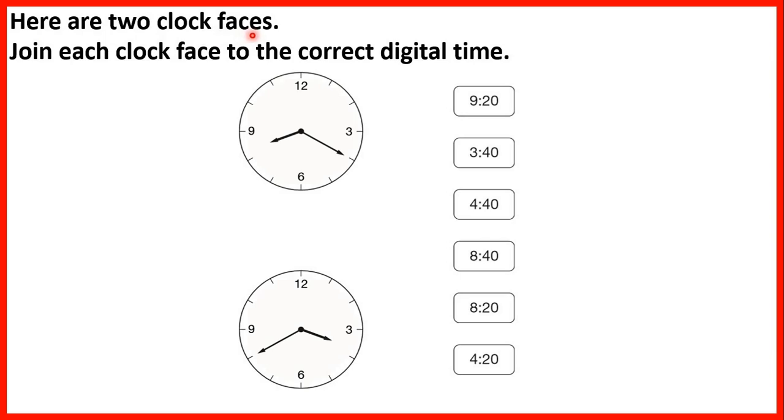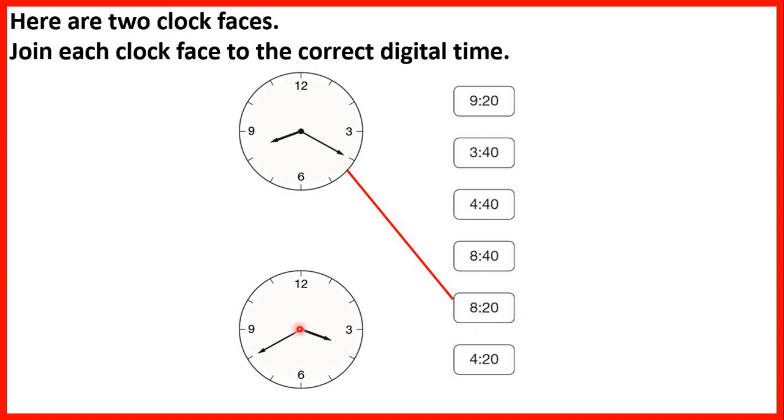Here are two clock faces. Join each clock face to the correct digital time. So for this first clock, we can see that the hour hand, the short hand, has gone past 8 and hasn't got to 9, so the hour will be 8. And then the minute hand, so the longer hand, is on the 4. And we multiply the number that the minute hand is on by 5. And 4 times 5 is 20. So that's 8 hours and 20 minutes. So we need to match this clock here to 8:20.